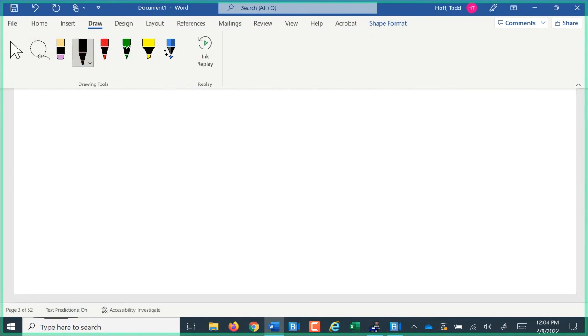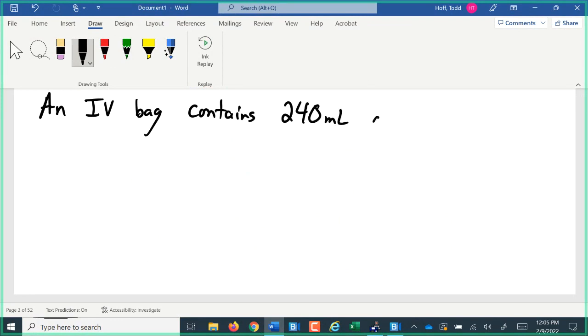Another type of problem we could run into is we could have an IV bag of 140 milliliters of, let's see what I want, 24% solution. Well, it's a little less. So 36%. Now, an IV bag is a prepackaged solution for hooking up to an IV for putting medication into a patient.